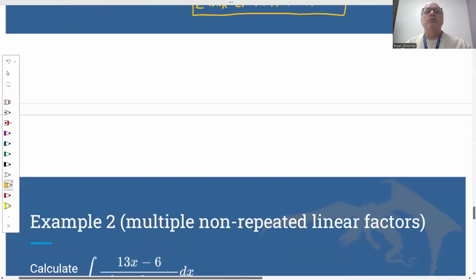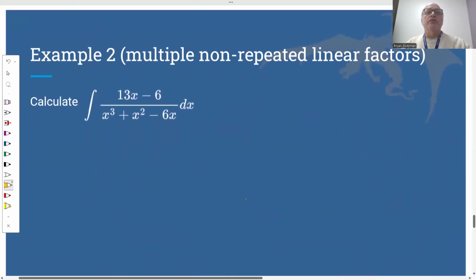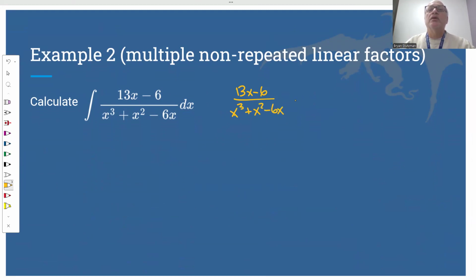All right, let's do another one where we have more than two factors. We factor the denominator. I get 13x minus 6 over x cubed plus x squared minus 6x, which is the same as 13x minus 6 over, I can factor an x out. I'm left with x squared plus x minus 6, which factors into x plus 3 times x minus 2, so I can write each of the factors by themselves in the denominator, and pick constants to put in front to solve for.